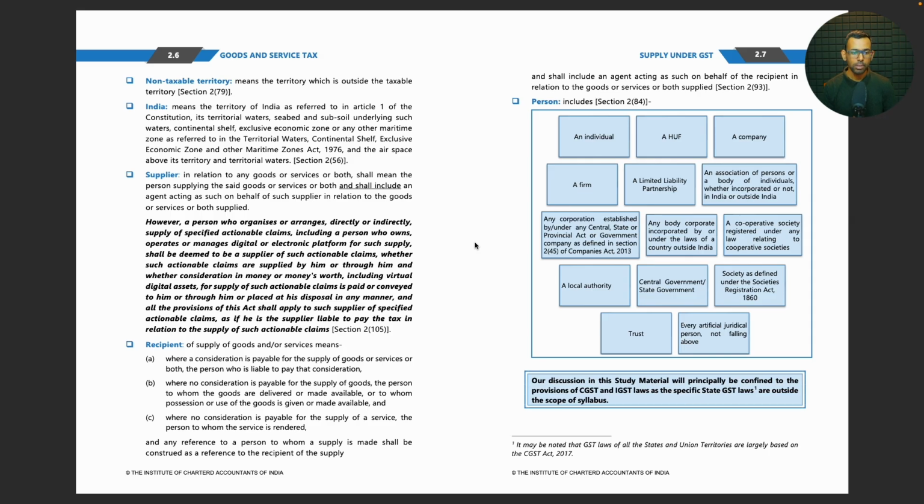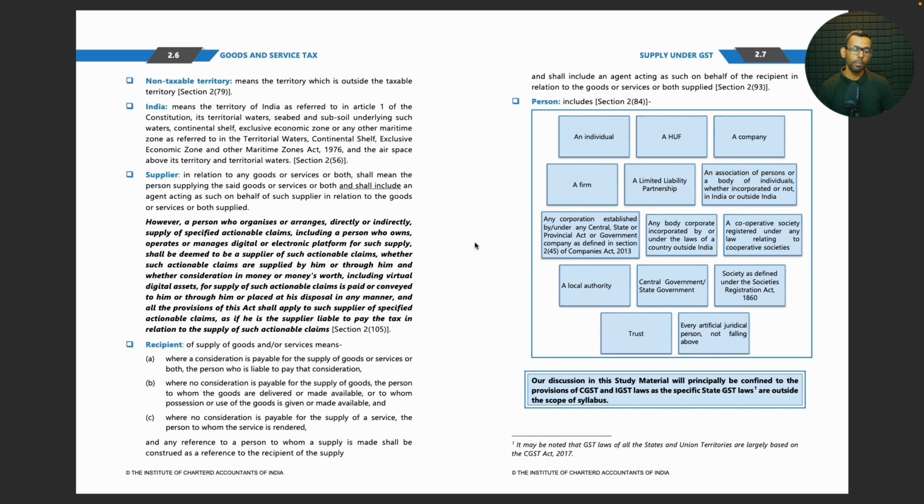However, a person who arranges or organizes directly or indirectly supply of specified actionable claims, including a person who owns, operates, or manages a digital or electronic platform for such supply, shall be deemed to be a supplier of actionable claims, whether such actionable claims are supplied by him or through him, and whether consideration in money or money's worth, including virtual digital assets, for supply of such actionable claims is paid or conveyed to him or through him or placed at his disposal in any manner, and all the provisions of this Act shall apply to such supplier of specified actionable claims, as if he is the supplier liable to pay the tax in relation to the supply of such actionable claims.